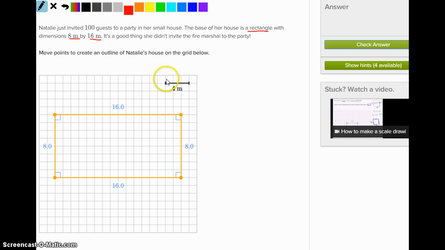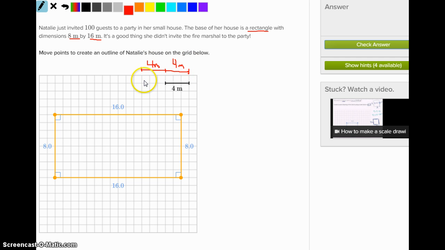This scale says that this distance on the scale drawing is 4 meters in real life. So I need to know how many of this distance on the scale drawing it takes to make 8 meters and how many of this distance it takes to make 16 meters. So here are a couple different ways of looking at this. First, I'm not going to pay attention to the blocks yet. I'm just thinking this distance is 4 meters. I need to make 8 meters, which means I need another one of this distance. So 4 plus 4, that gives me 8 meters.